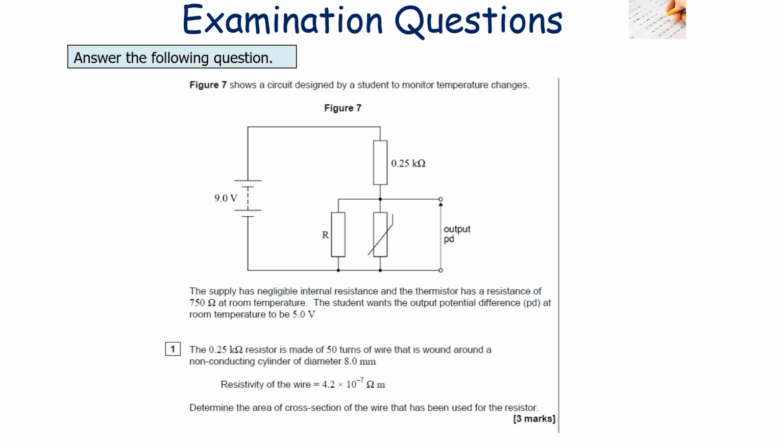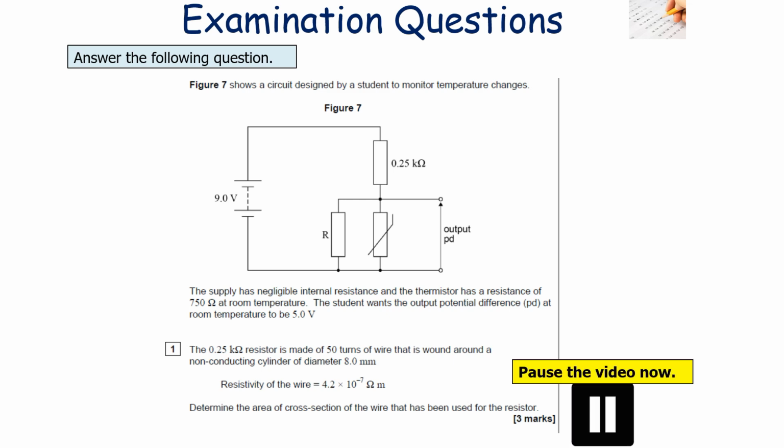The 0.25 kilo ohm resistor is made of 50 turns of wire that is wound around a non-conducting cylinder of diameter 8 millimeters. The resistivity of the wire is 4.2 times 10 to the minus 7 ohm meters, so determine the area of the cross-sectional wire that has been used for the resistor. So pause your video now, then unpause the video when you want to go through your answer.